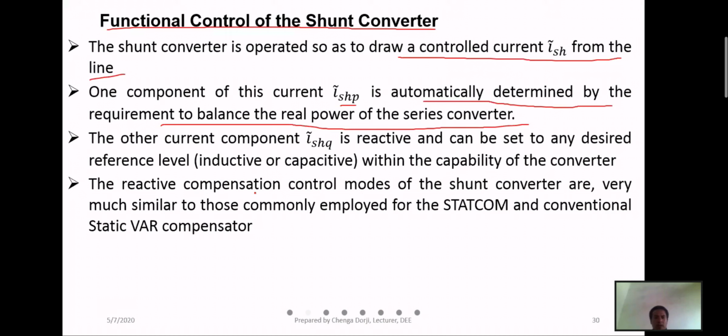Another point: the reactive compensation control modes of the shunt converter are very much similar to those commonly employed for STATCOM and the conventional static var compensator. So it is similar to that part.